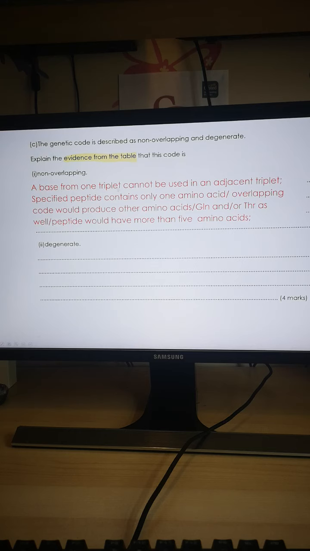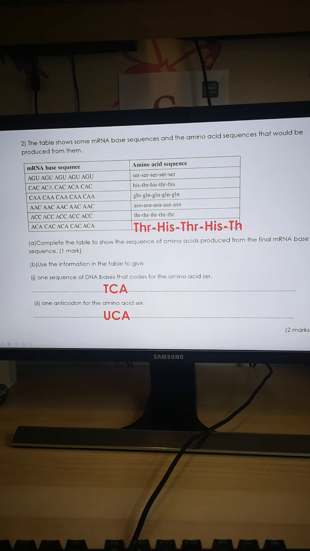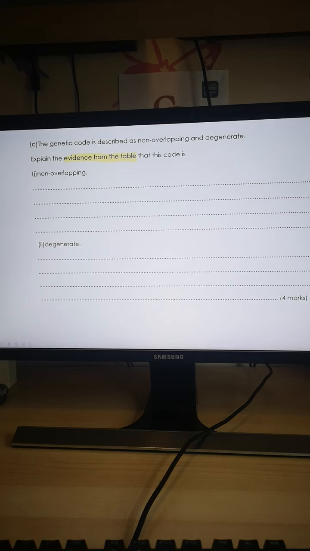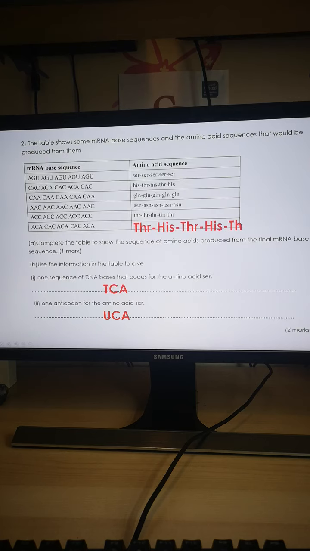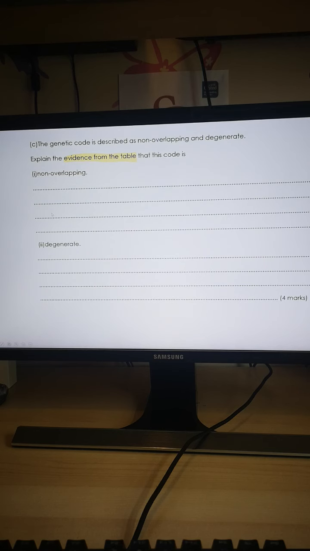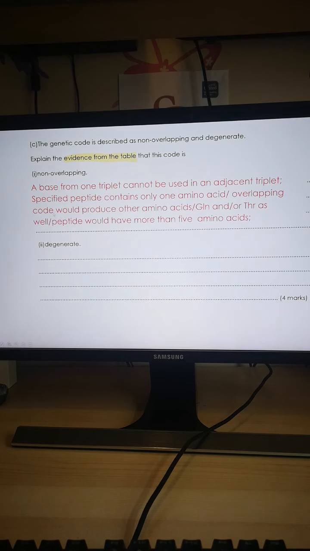Or you could have gone for an easier piece of evidence. All the peptides contain 5 amino acids. If it had been read in an overlapping way, those sequences would have coded for peptides longer in length than just 5. The mark scheme is there, but the answer that you've written might be a little bit different, because there's lots of ways of evidencing from the table.